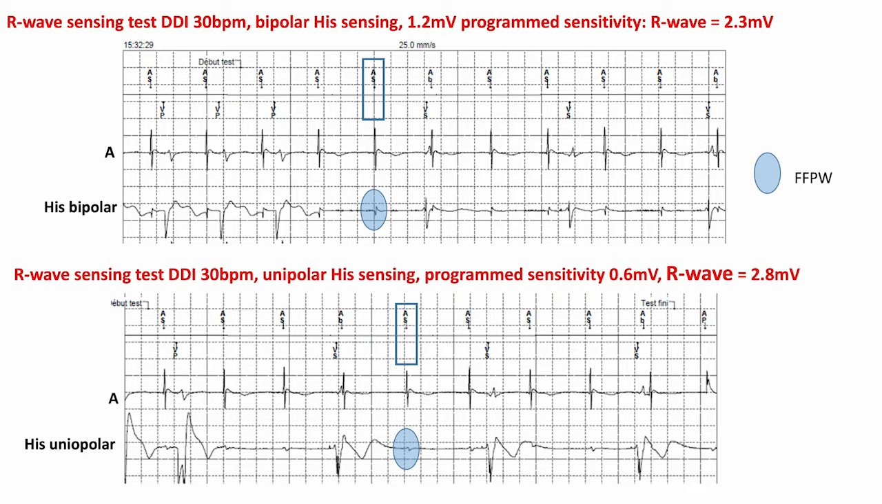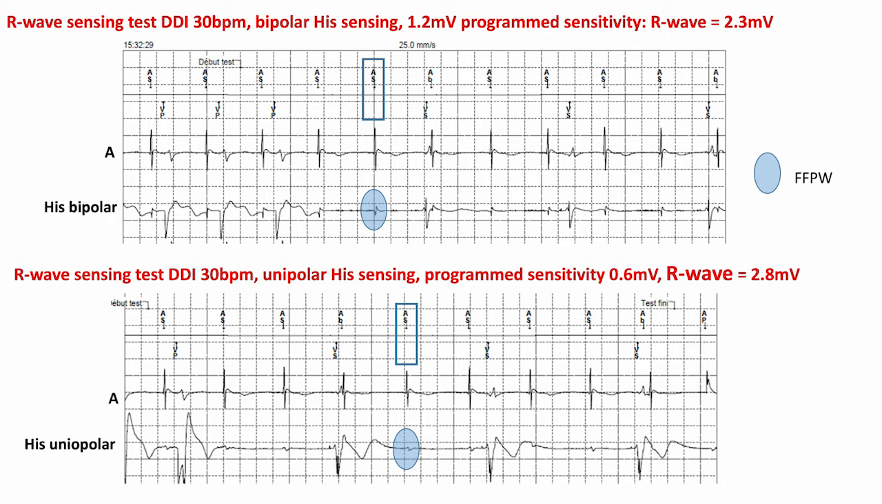Okay? So the way around this is to program a sensitivity. We programmed at 1.2 millivolts and got rid of the problem. An alternative would be to program sensing in unipolar. And in that case, it's just a screw to the can. And you're taking away the ring electrode, which is closer to the atrium, and picking up those atrial signals.